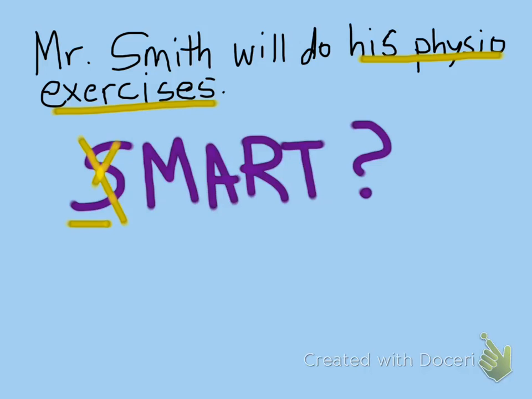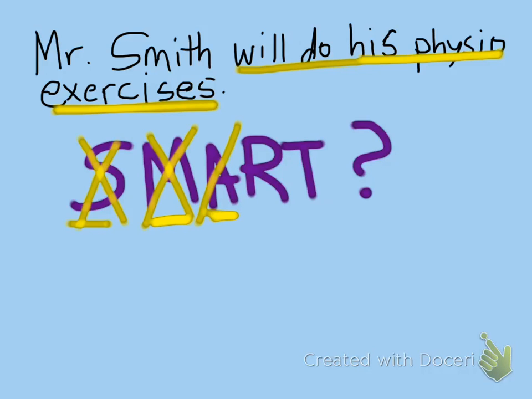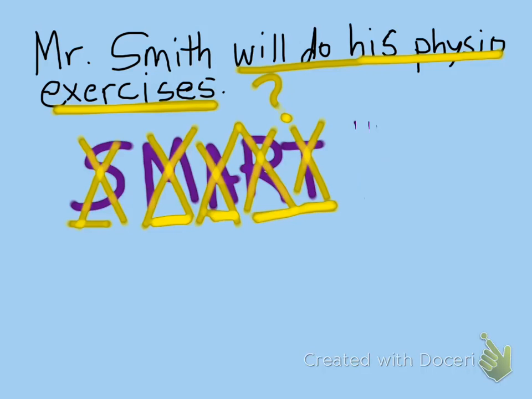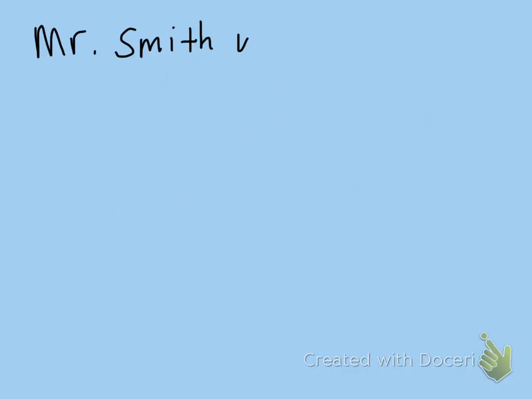Specific? Not really. Measurable? No. Achievable? We're not sure. Relevant? Does it apply to his real life? Not necessarily. And timed? No, there's no timeline. So this is not a SMART goal. Let's look at a better goal.